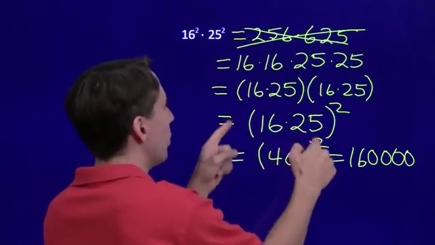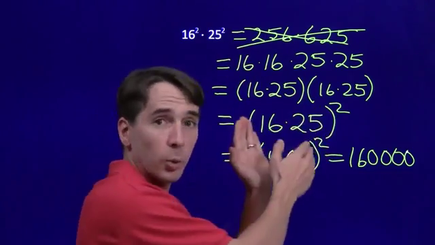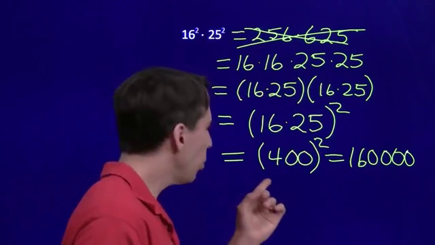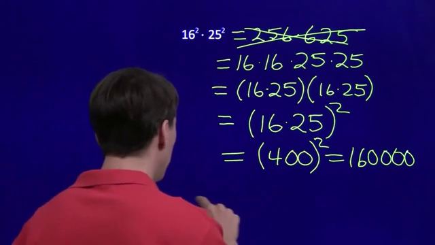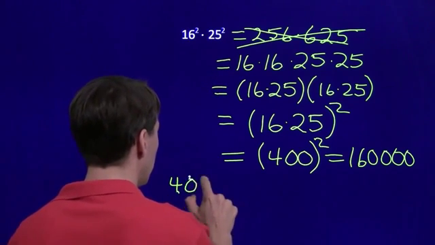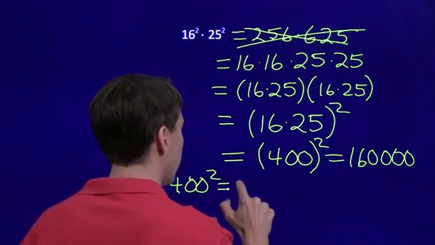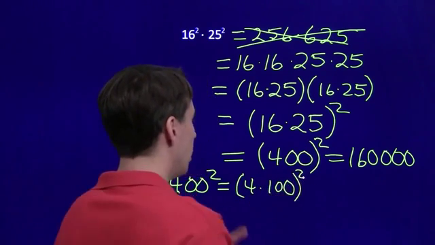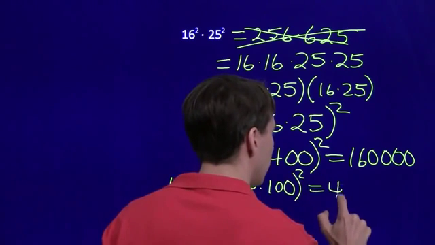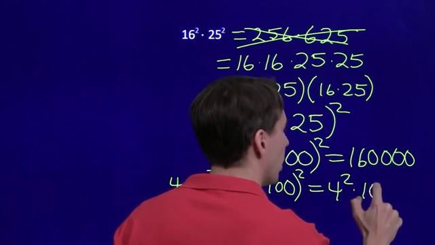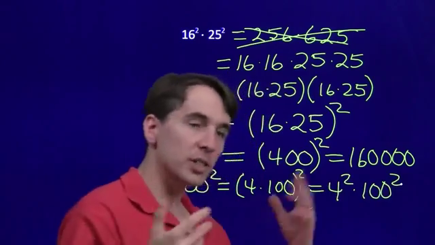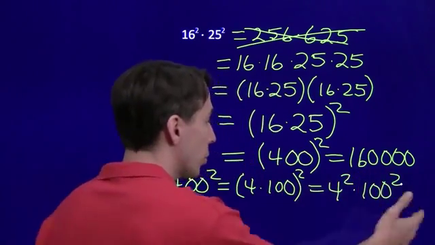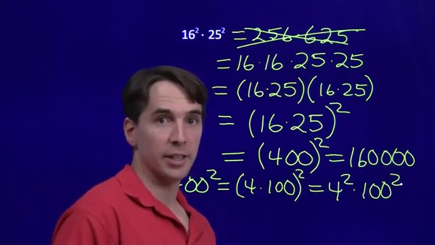And we could have gone the other way. We could have started with 16 times 25, that product squared, and gone back to a product of squares. And that's kind of what we did with the 400 squared. When we squared 400, we thought of that as 4 times 100 squared. So that's 4 squared times 100 squared. The 4 squared is the 16, and the 100 squared is 10,000. That's where we get the 4 zeros. 4 squared times 100 squared is 160,000.